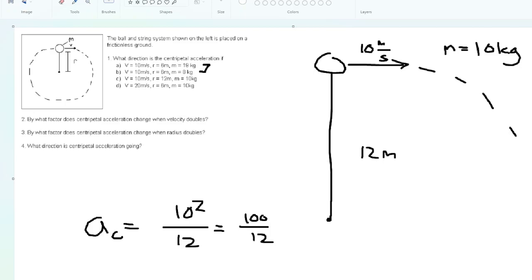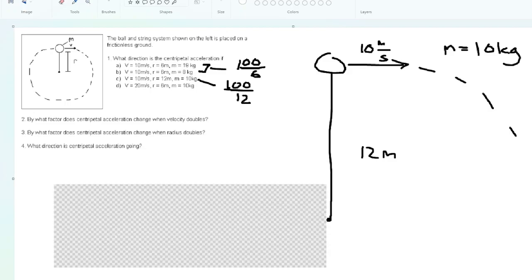So for both of these, we got 100 divided by 6. And for this one, we got 100 divided by 12. Let's see what we can get for the last one.